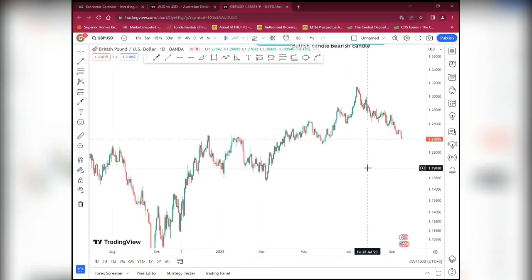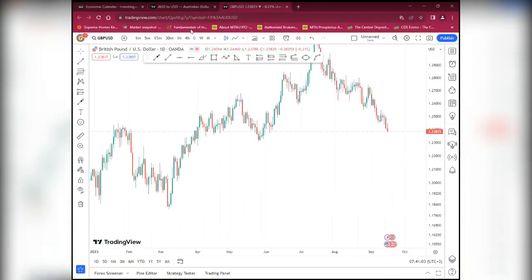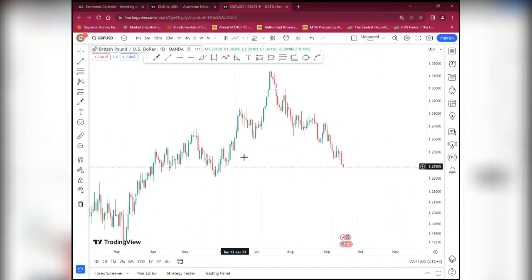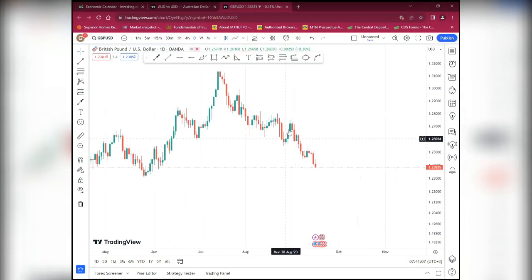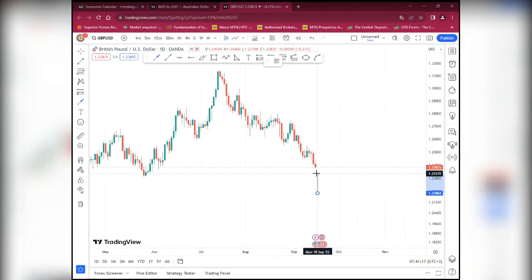So coming into my GBP USD, this is a daily time frame. It means that every candlestick that you see here, either bullish or bearish, represents a full entire day. So this is Saturday the 16th of September, and we can see that this candle, you guys just have to look down here, is Friday 15th September of 2023.